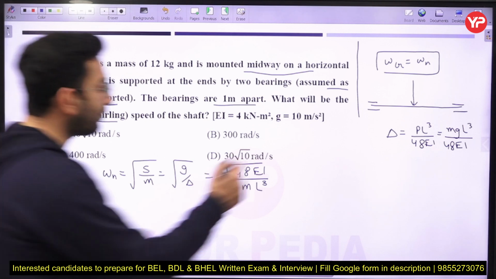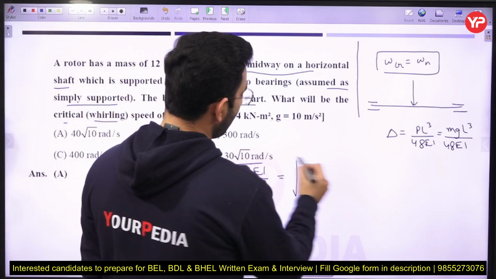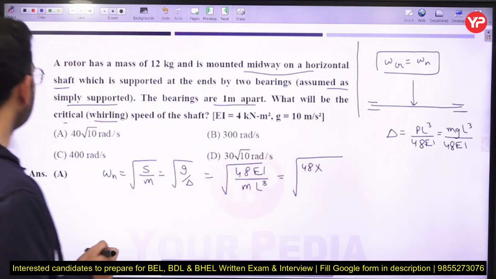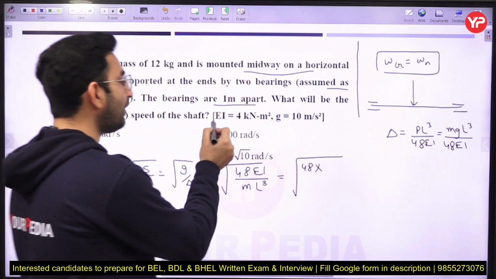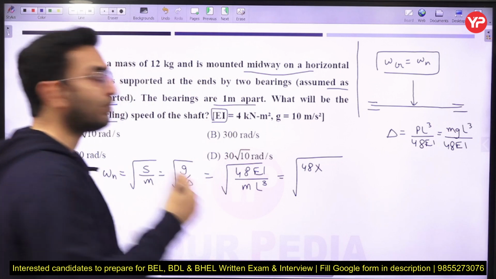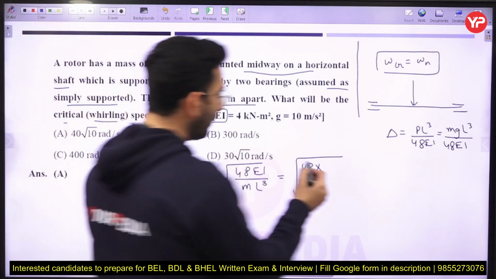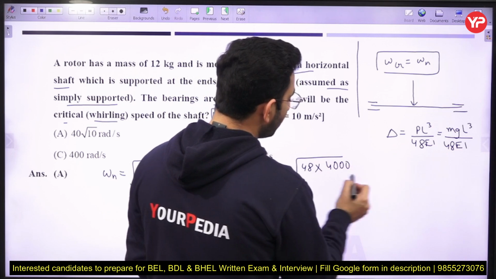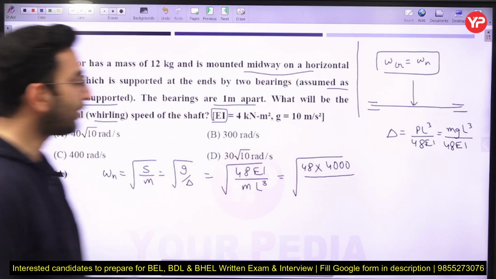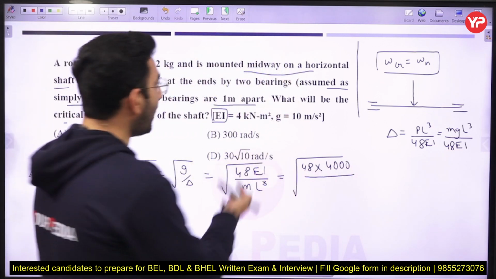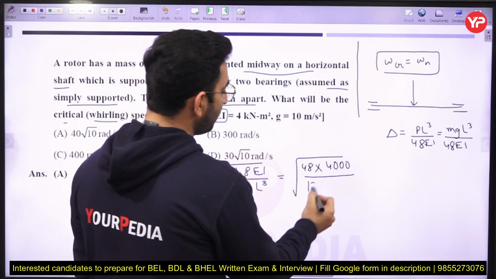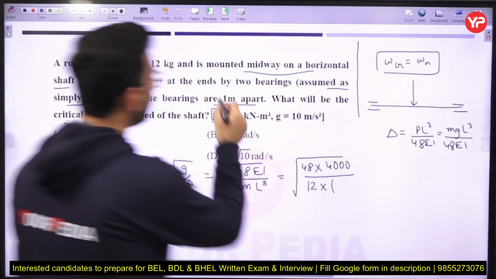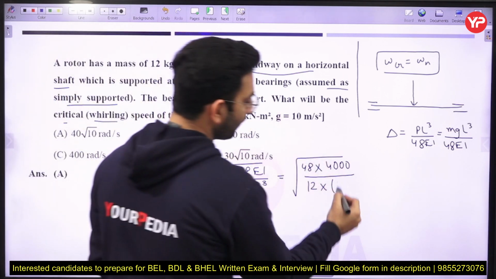Here you can see the value of EI. That means the flexural rigidity has already been provided to you, and it is equal to 4 kilonewton meter square. Therefore, its value is 4000 newton meter square. The corresponding mass is given as 12 kg, and the length is given as 1 meter.